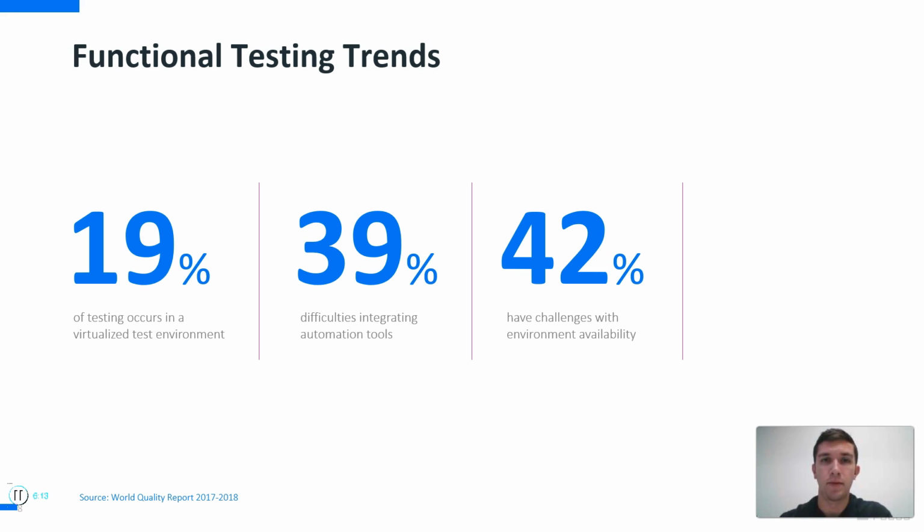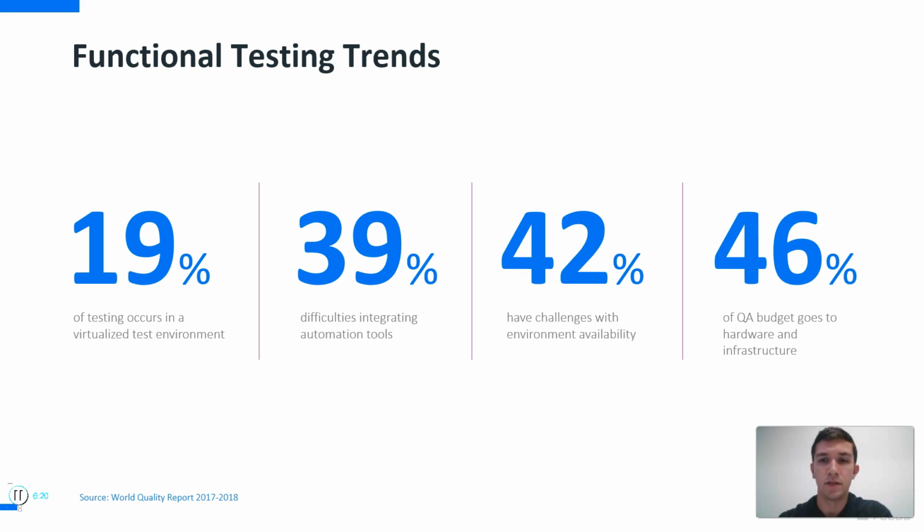So this, of course, can impact our test execution results and our time that we have within our test cycle. And then 46% of the QA budget goes directly to hardware and infrastructure. So what you're going to see out of this is being able to address some of these trends and the negative impact, as well as promoting the trends that are getting positive results out of the World Quality Report.